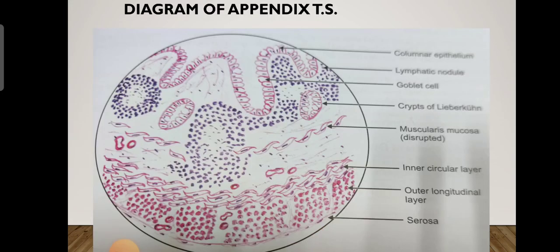Then this is the diagram which we can draw in the histology files. This is the diagram for appendix TS. Here we again see all the 4 layers of the appendix.